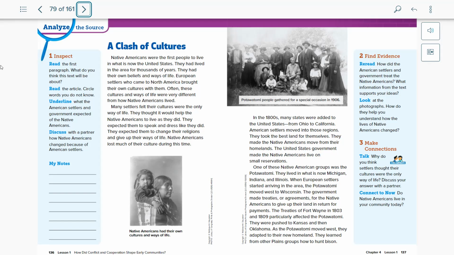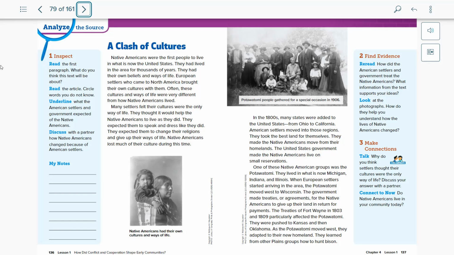A clash of cultures. Native Americans were the first people to live in what is now the United States. They had lived in the area for thousands of years. They had their own beliefs and ways of life. European settlers who came to North America brought their cultures with them. Often these cultures and ways of life were very different from how natives lived. Many settlers felt their cultures were the only way of life. They thought it would help the Native Americans to live as they did. They expected them to speak and dress like they did. They expected them to change their religions and give up their way of life. Native Americans lost much of their culture during this time. Native Americans had their own cultures and way of life.